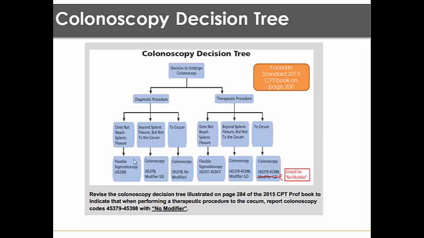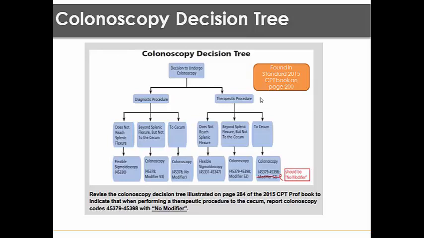But say the surgeon got beyond the splenic flexure, but still did not make it to the cecum. The coder is going to choose 45378 for a diagnostic colonoscopy with a modifier 53 to indicate that this is a reduced, discontinued service. If the surgeon did make it to the cecum, then the coder would just code the straight colonoscopy procedure with no modifier.